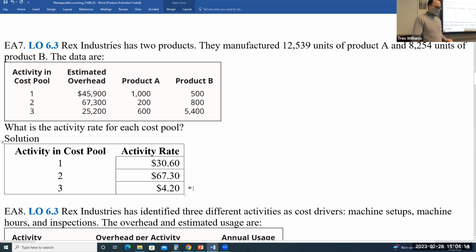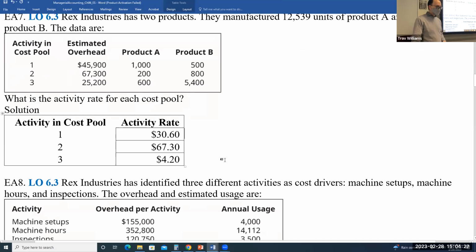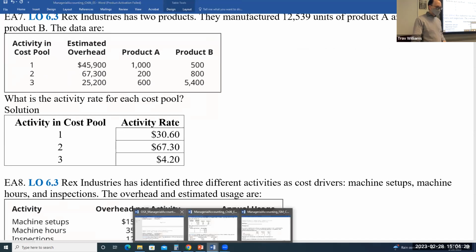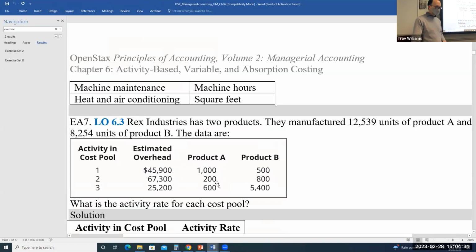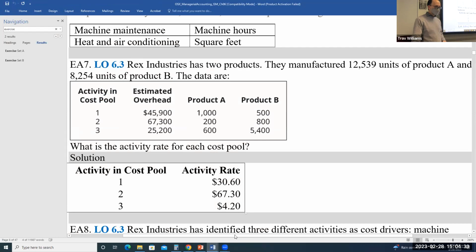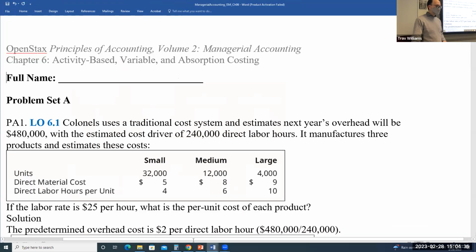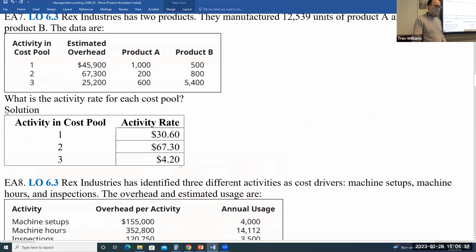So for this one, it's not really relevant. They gave us how many they manufactured. Yeah, that's right. They told us the number of units manufactured, but we didn't need that information. Good catch there. Okay, let's check those numbers. 30.60, 67.30, and 4.20. Looks good.